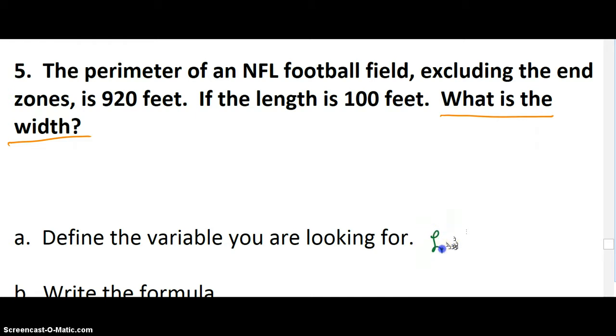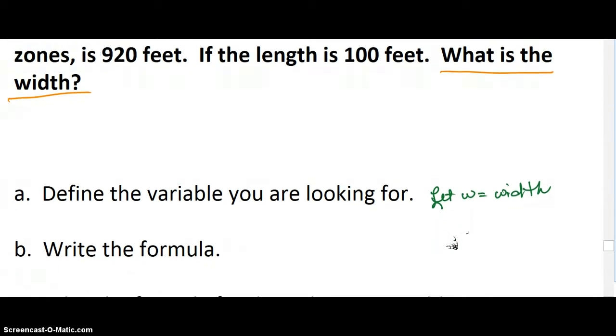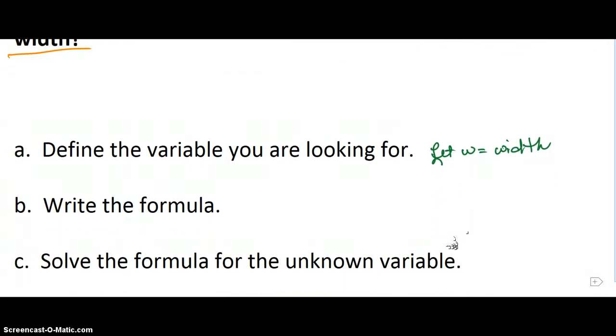So let's let W equal width. Now they're talking about perimeter, so we have to choose one of those formulas that I gave you in class today. So write the formula. Okay, let's go. Perimeter equals 2L plus 2W. Now we're looking for W, so we need to solve the equation for W.